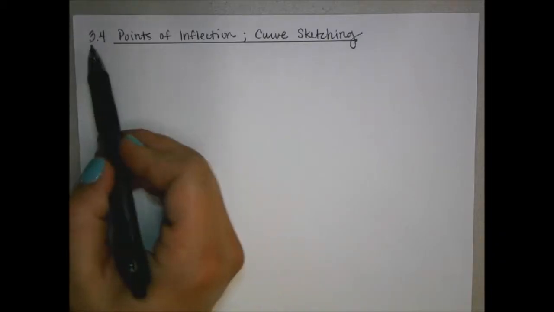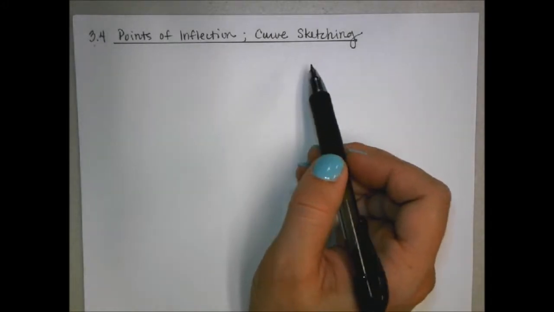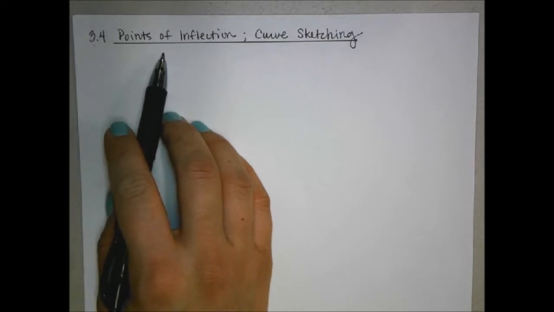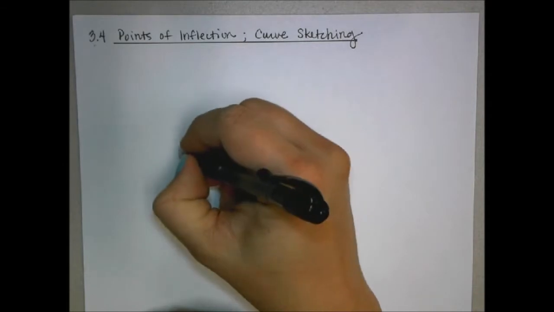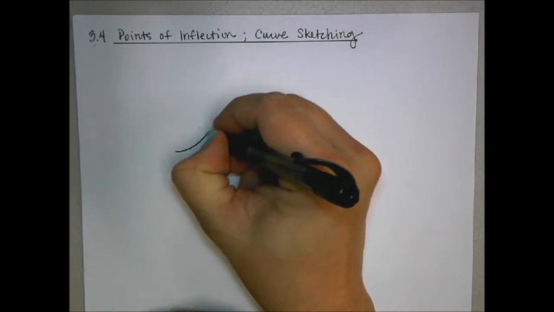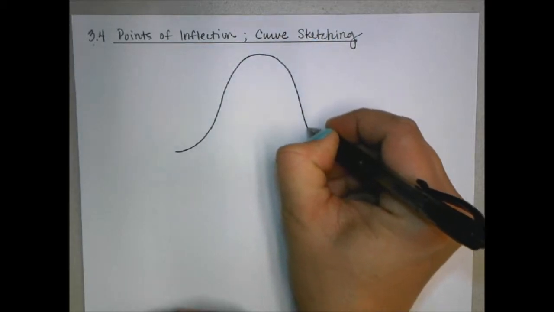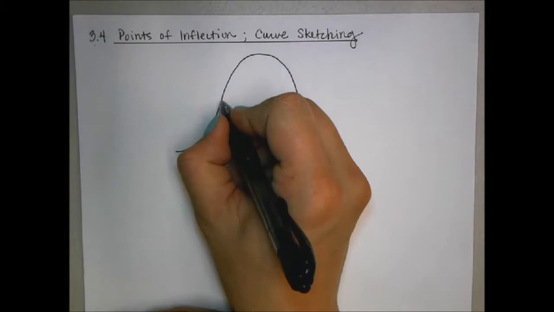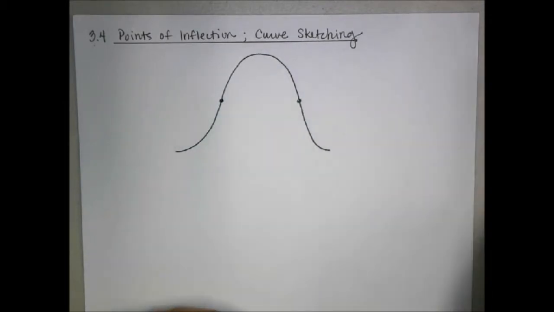In objective 4, we're going to put together our first and second derivative tests to sketch curves. We're going to do a little review about points of inflection and talk a little bit more about curves. So we're going to start with a nice concave up, concave down, concave up. Okay. So we're going to have some points here. Each section of the curve, something different is happening here.